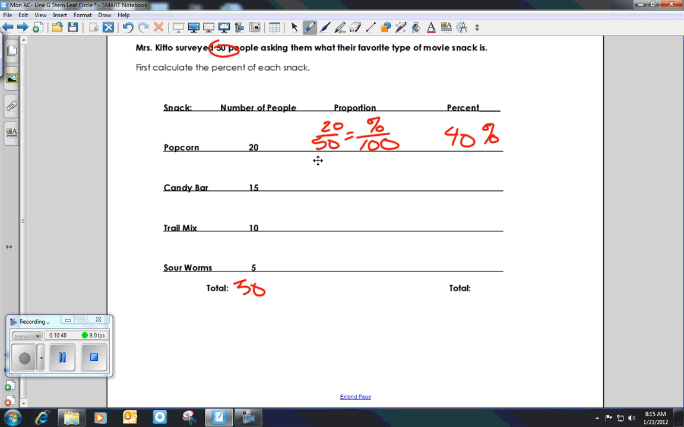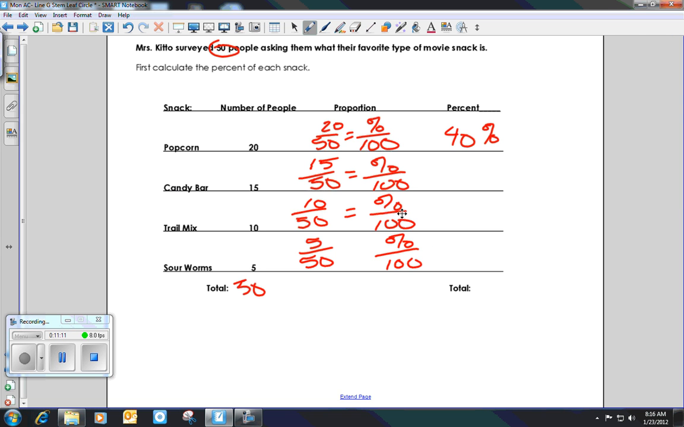Okay, the candy bar would be set up as 15 people out of 50 like the candy bar, and what percent out of 100 is that? 10 people out of 50, and what percent out of 100 is that? And then 5 people out of 50, and what percent out of 100 is that? Okay, so I can tell you that this is 20%, this is 30%, and this is 10%. Now my percents should add up to 100 also. So when I look at this, I have 40 and 30 is 70, plus 20 is 90, plus 10 is 100% of my snacks. All right.